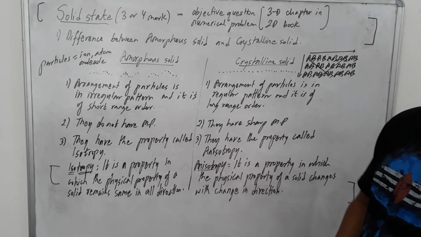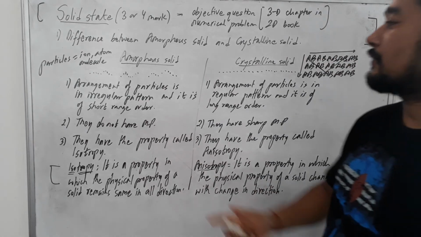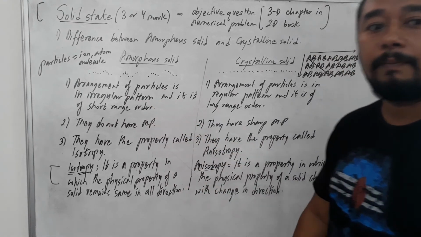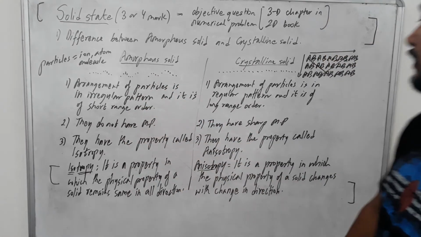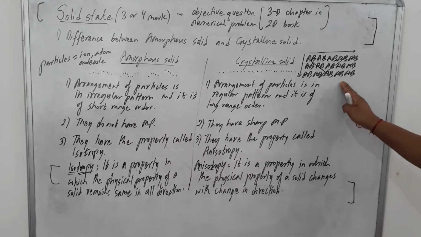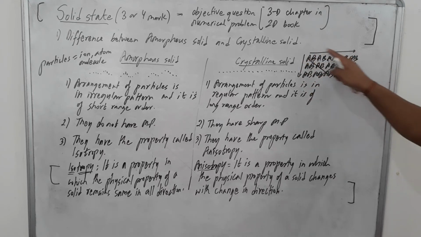Such a thing will not happen in the case of amorphous solids, because the arrangement is what? Of short range, and it is of irregular pattern. Therefore, here the physical property remains the same in all directions. Whereas here the physical property changes with the change in direction, because the arrangement is different.